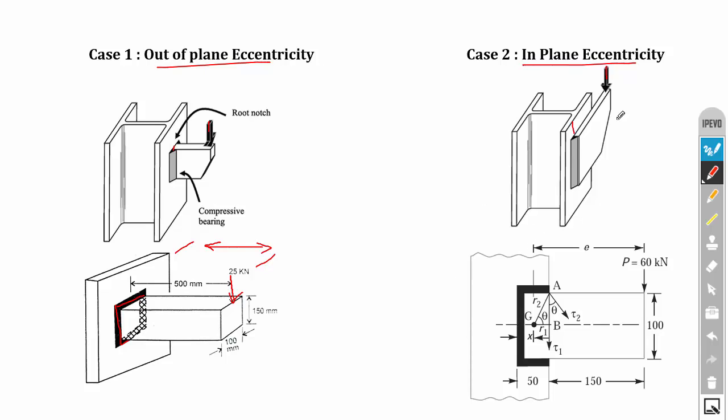Here in this problem the welding is carried out here and the loading is acting here. So both are in the same plane, that is, the welding and the load are acting on the same plane. That is why it is considered as in plane eccentricity. So first you have to identify whether it is out of plane eccentricity or in plane eccentricity. Then based on the case we can do the design procedure and calculate the weld size.